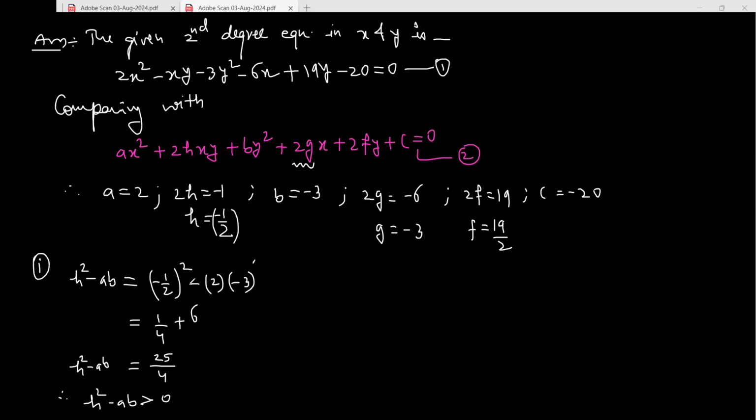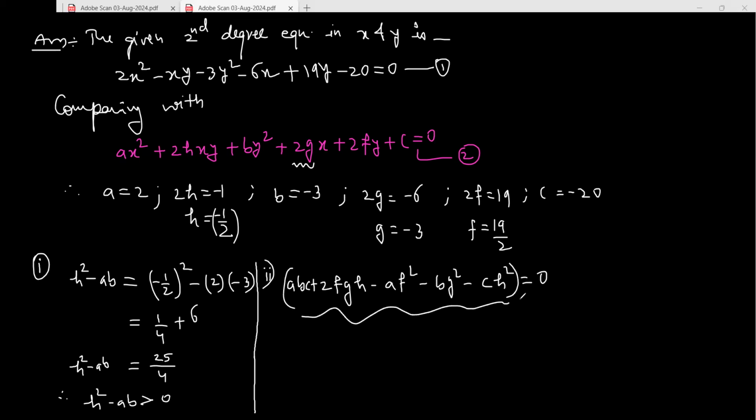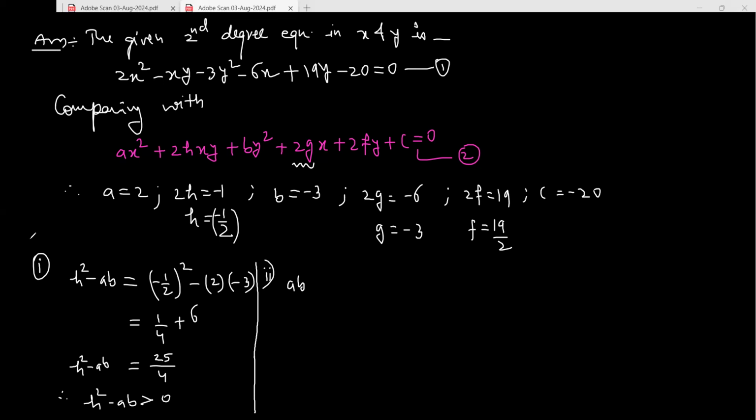Okay, now I go for the second condition. What is the second condition, students? I will find out abc plus 2fgh minus af square minus bg square minus ch square equals 0. This should be equal to 0. So I will find out this value and it should be 0. Now there is a trick to remember this expression. I will tell you that trick.